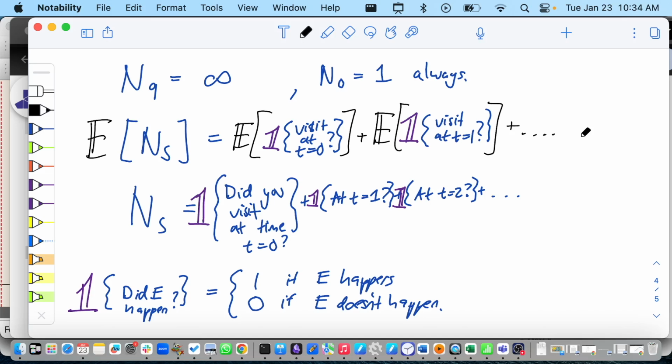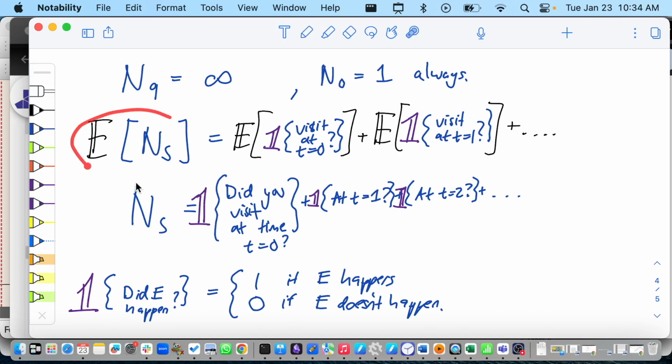Okay, is this helping us answer the question? I took something we didn't know the answer to, which was this expected value, and I wrote it as an infinite sum of things that are potentially just as complicated. So the only way this is helpful is if these terms are nice. So what I want you to think about is, what is the expected value of the indicator function that you visited at some time? You have to find the expected value of something that is either 1 or 0. These things, it turns out, are something we've seen before in the course.